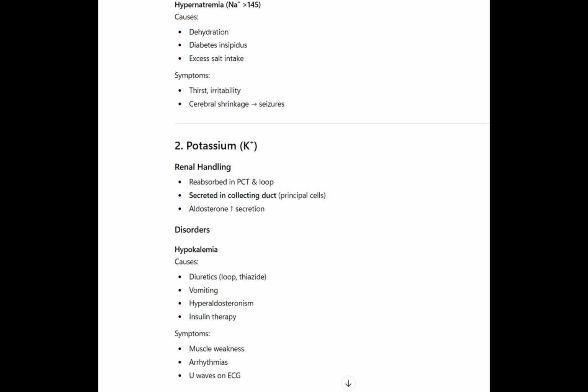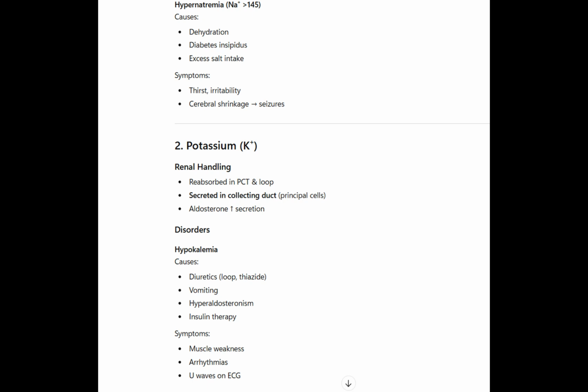2. Potassium, K. Potassium plays a vital role in neuromuscular function and cardiac rhythm. Renal handling. Potassium is reabsorbed in the proximal tubule and the loop of Henle. However, its main regulation occurs in the collecting duct, where principal cells secrete potassium under aldosterone control. Thus, aldosterone increases sodium reabsorption and potassium secretion.